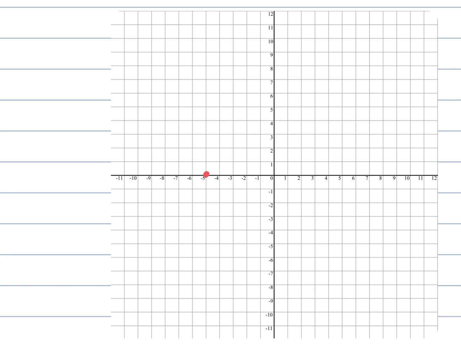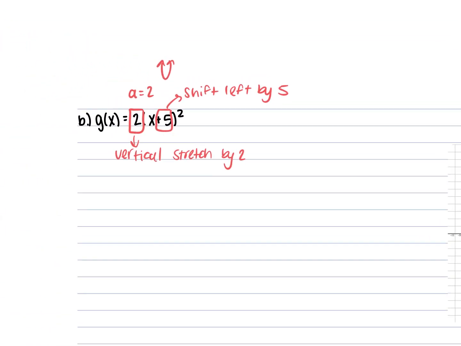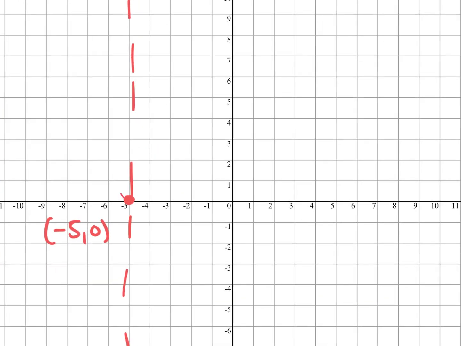That means where's my vertex? -5, comma 0. My axis of symmetry is x equals -5. Good job. And then last thing, guys, is it facing up or down? And is it skinny or fat? Skinny. So make it skinny and make it face up. That's all I want.